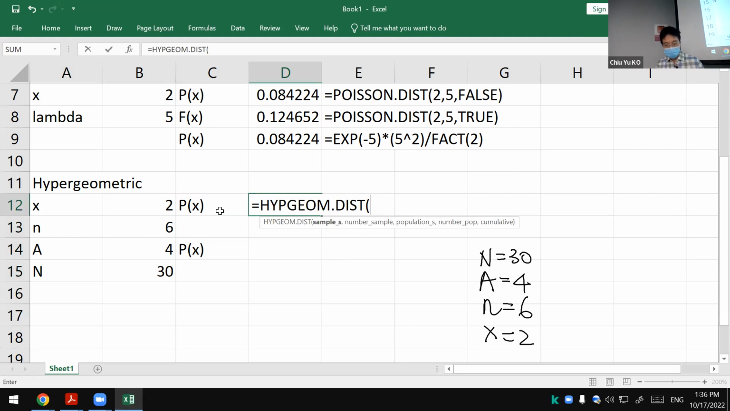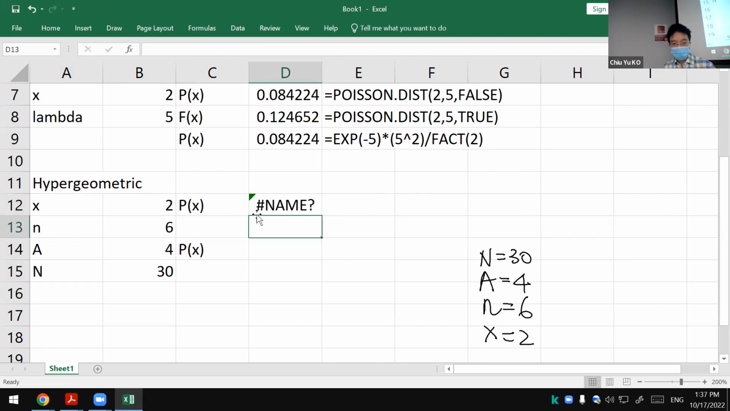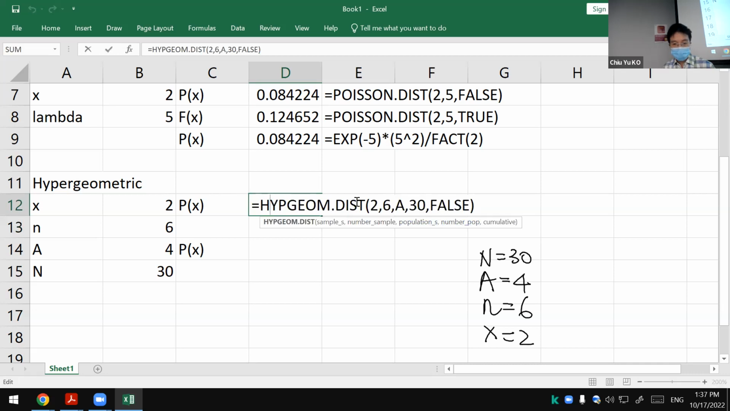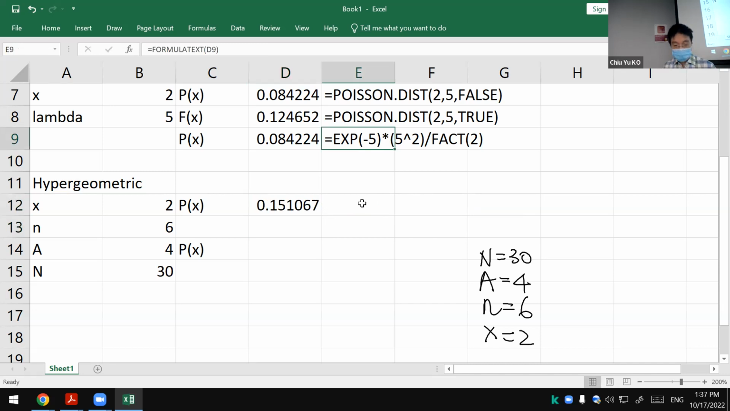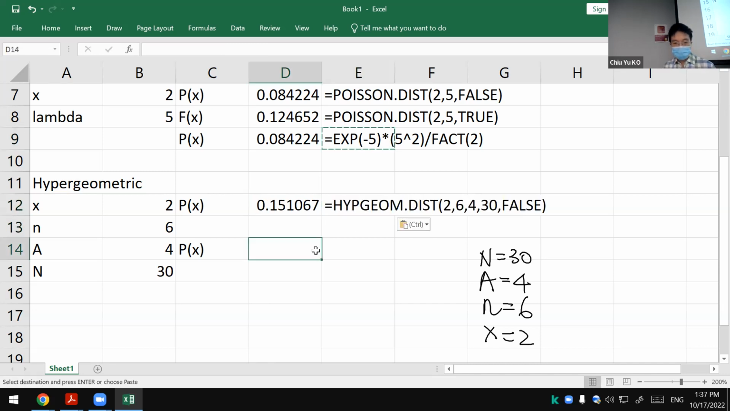It's called HYPGEOM.DIST, right? Sample S is 2, number of samples is 6, and population S is A, which is 4, number of population is 30, and we use false. Okay, so this is the calculation.